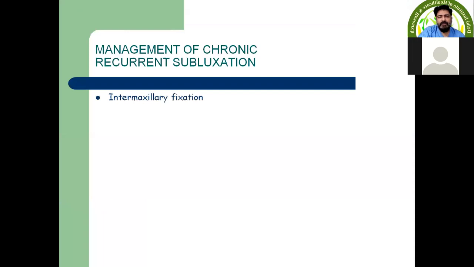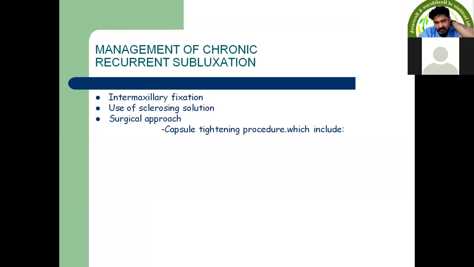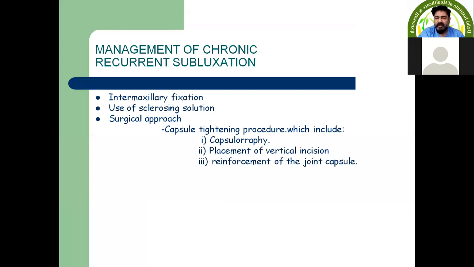Management of chronic recurrent subluxation. First is intermaxillary fixation, use of sclerosing solution, surgical approach, capsule tightening procedures, which include capsulorrhaphy, placement of a vertical incision, reinforcement of the joint capsule, and sometimes creating a mechanical obstruction so that the condyle should not come out.